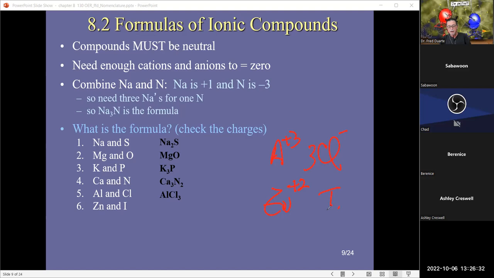And then zinc is a +2, okay? The iodide is a -1, just as part of the halogens. Okay, here we need just 2 iodides to cancel out the +2 for the zinc.